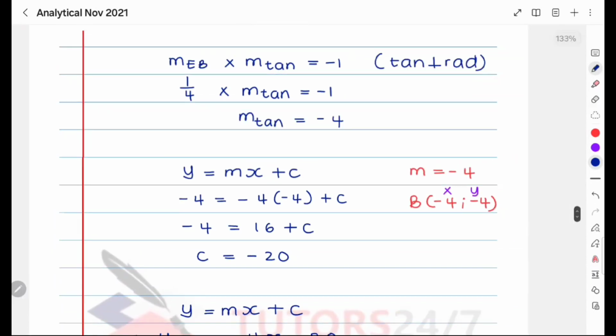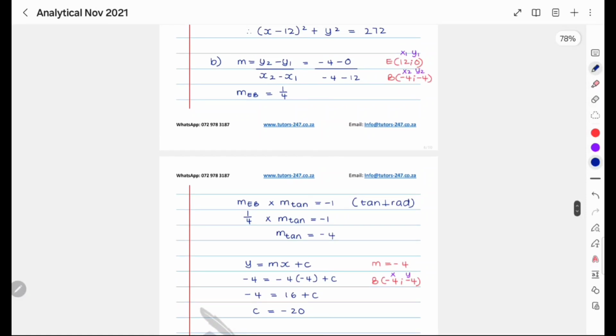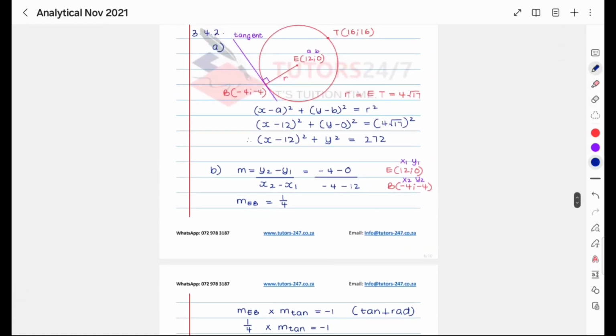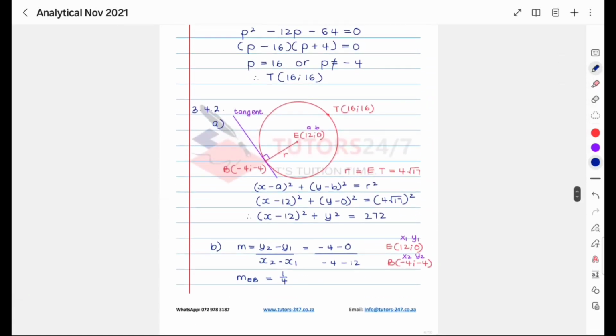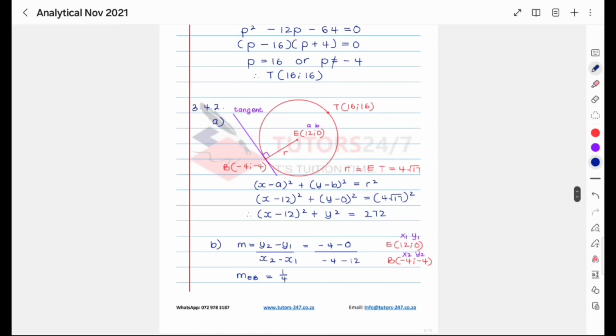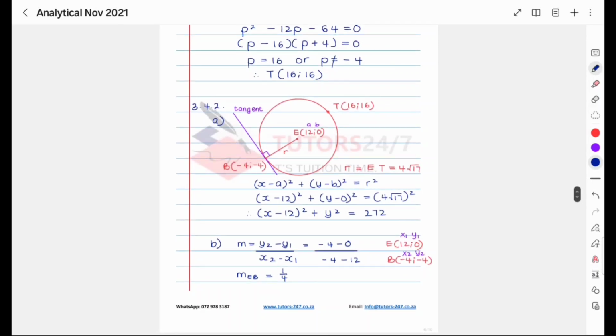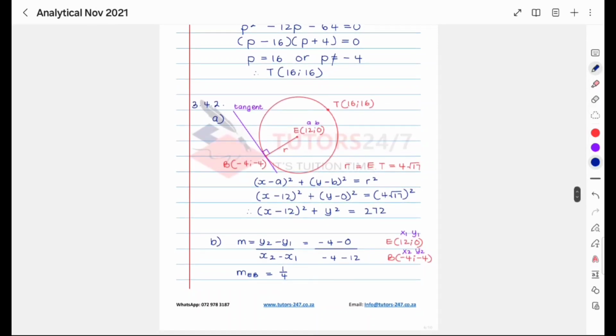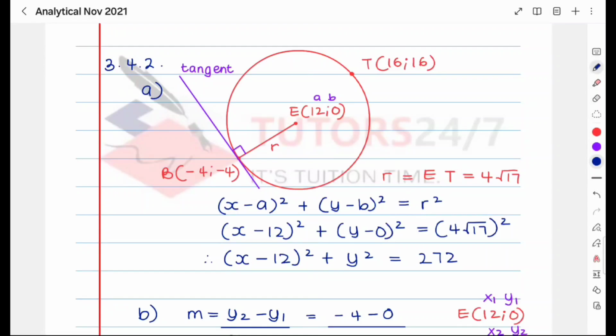And that is it. Always remember from Euclidean geometry that a radius is perpendicular to a tangent. So in order to calculate the equation of this tangent, all we needed to do was determine the gradient of the radius EB. Once we had the gradient of the radius EB, we could determine the gradient of the tangent because the tangent is perpendicular to the radius.